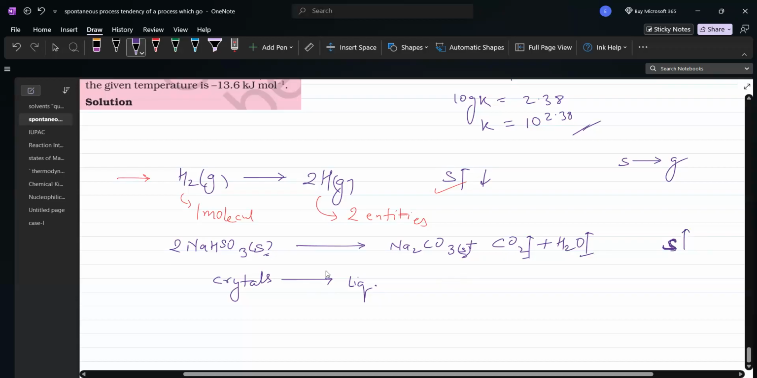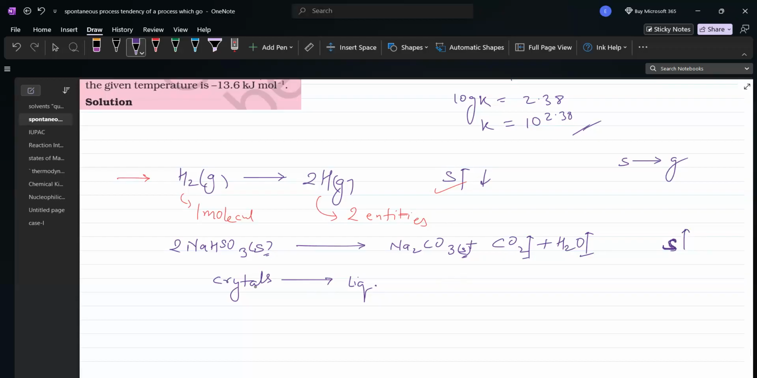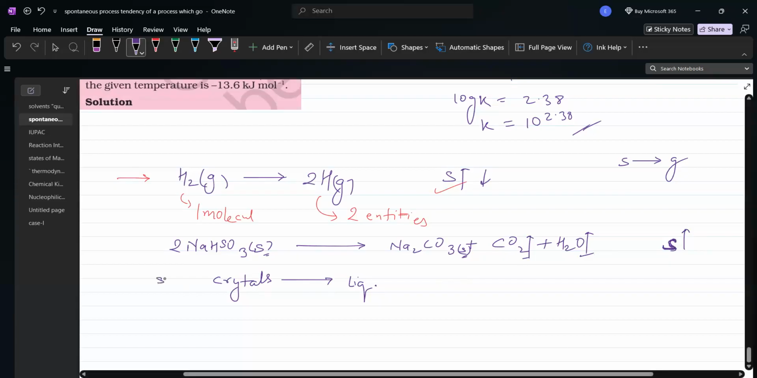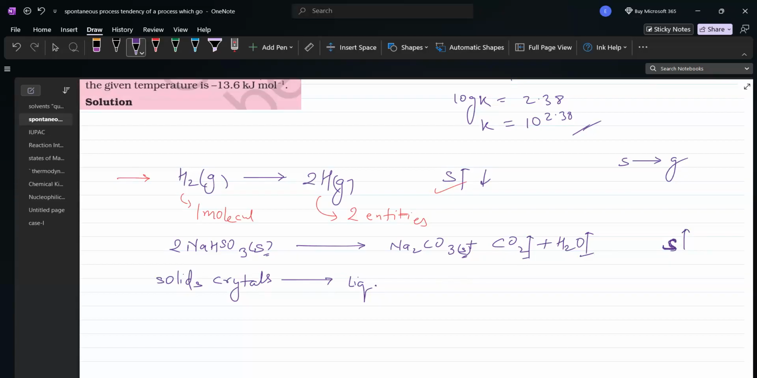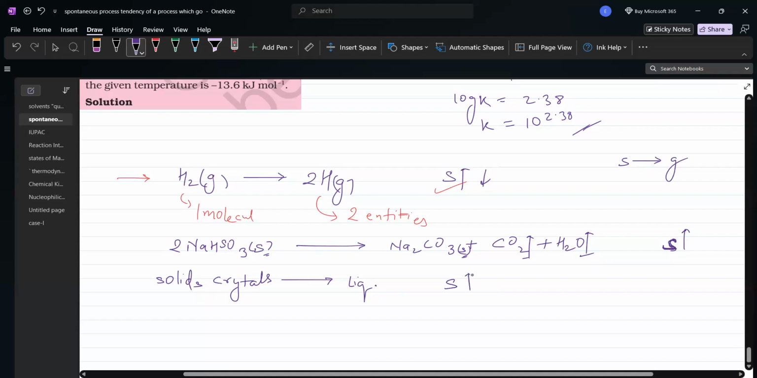Now, Jovita, comment on this. The solid crystals are converting into liquid. Then what will happen? It will increase or decrease? Increase. Increase, simple. Solid is converting into liquid, so obviously it will increase, right? Yes. Understood? Yes, sir.